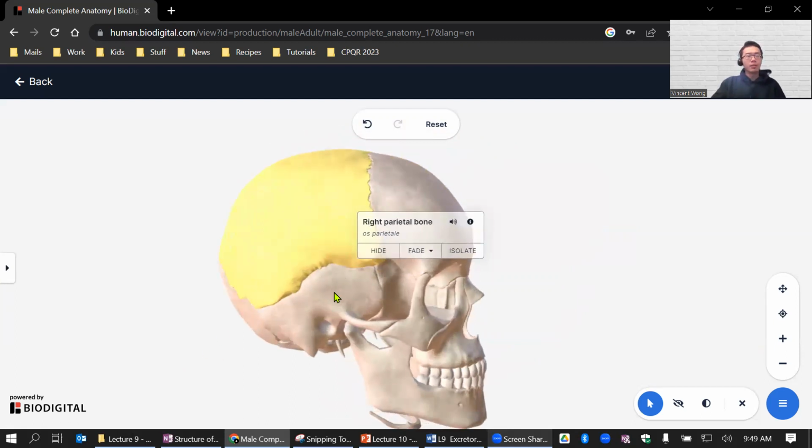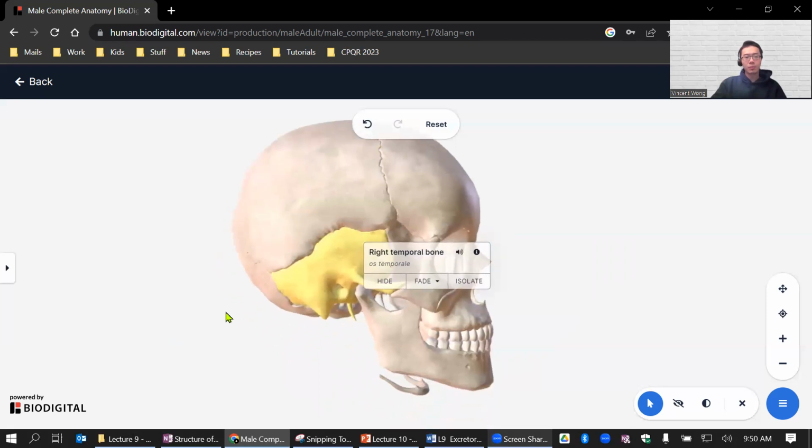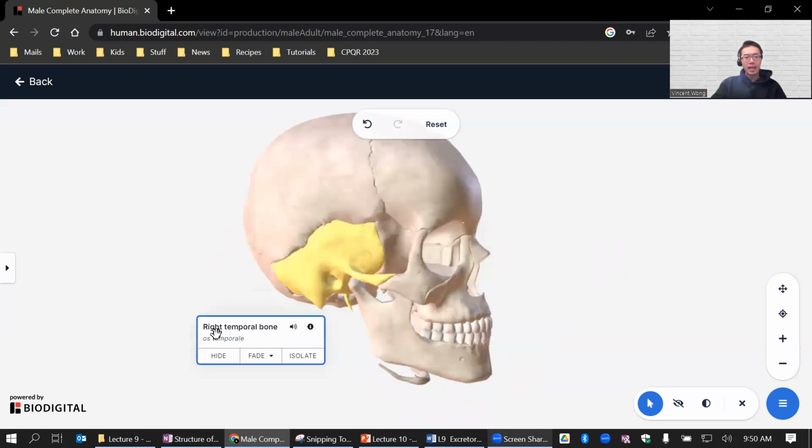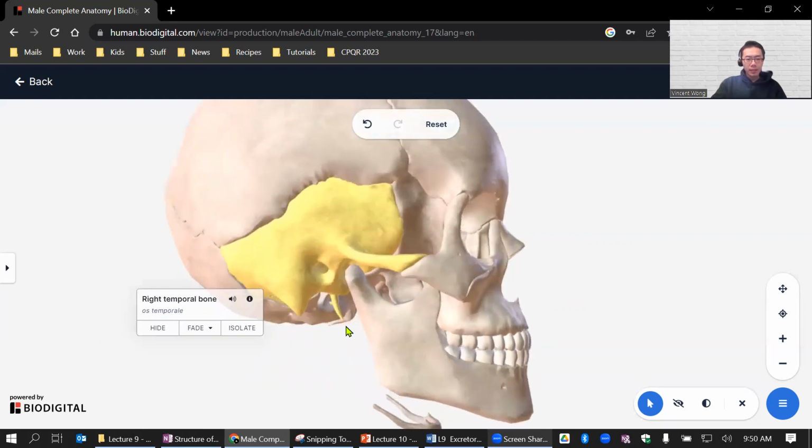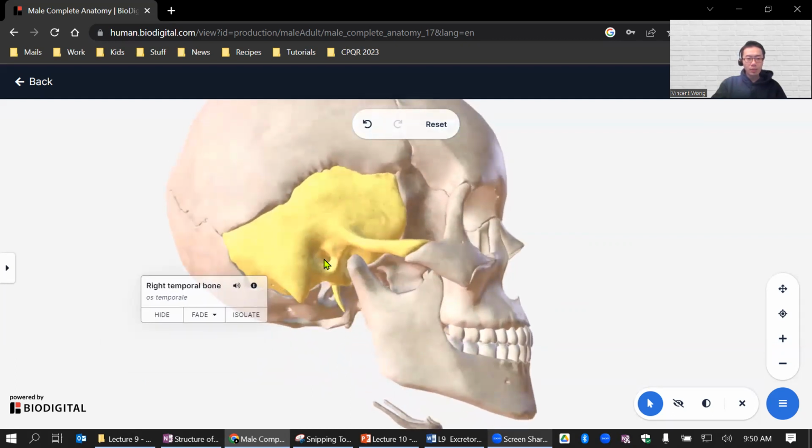Underneath the parietal bone, anyone else want to guess this next one? What is this one? Temporal bone. That is the temporal bone. Excellent. We have 2 temporal bones, and if you zoom in here, there is a hole right there in the temporal bone, and that is where your ear canal is. Okay, your auditory canal. Okay, so the temporal bone forms the ear canal.